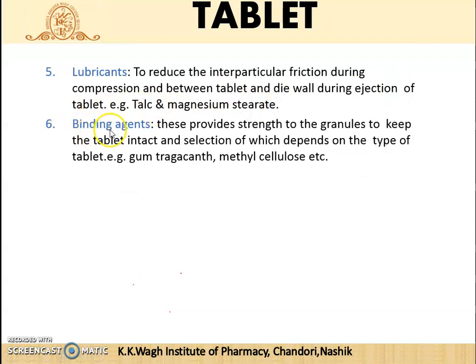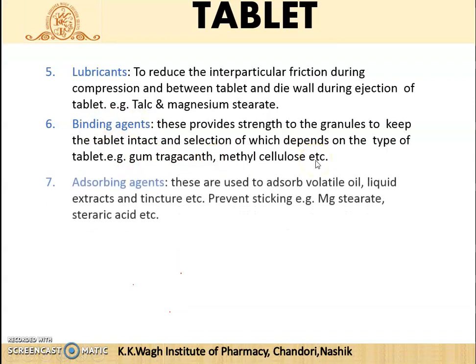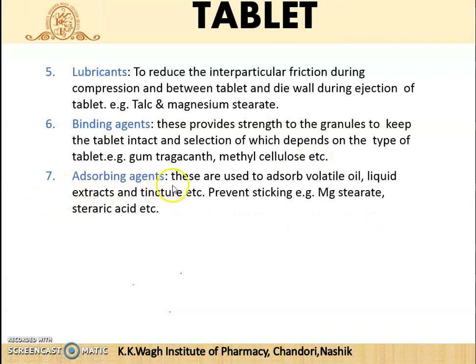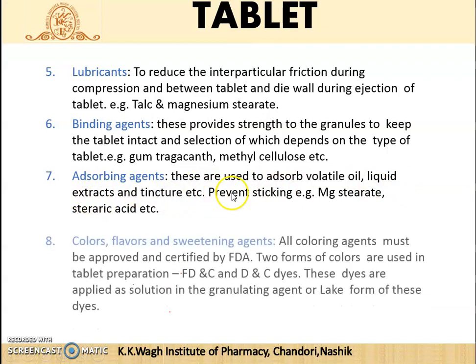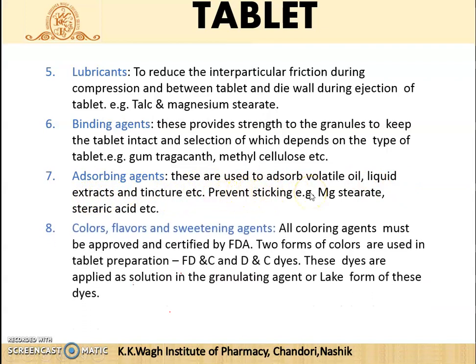Then the next excipient is the binding agent. These provide strength to the granules to keep the tablet intact. To keep the tablet intact, we add the binding agent. Examples of it are gum tragacanth and methyl cellulose. Then the next is the adsorbing agent. These are used to absorb volatile oil, liquid extracts and tinctures, and prevent sticking. Examples of it are magnesium stearate and stearic acid.